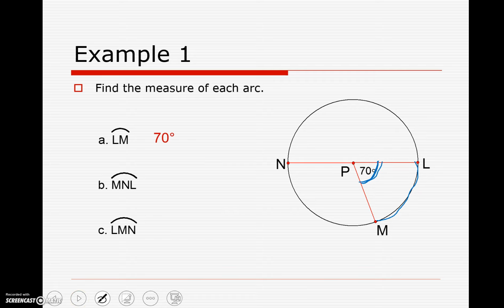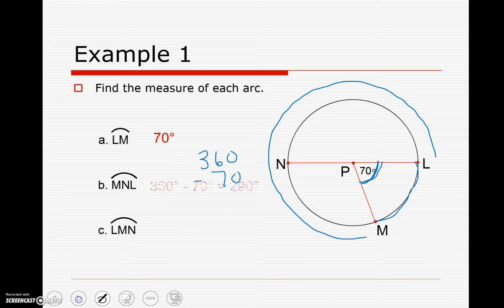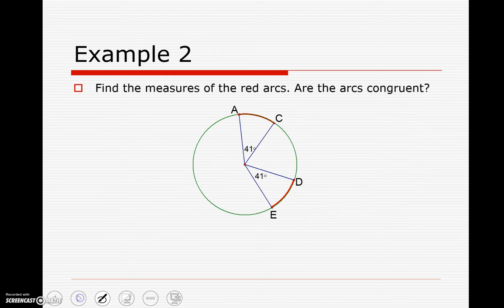Looking at MNL, which is this piece that's going all the way around, if we follow those letters, to find that, we're going to take 360 and we can subtract 70 from that. So our total is 290. Finally, looking at LMN, LMN is this semicircle right here, so it's going to be exactly half of the circle, or 180 degrees. So that's find the measure of arcs.